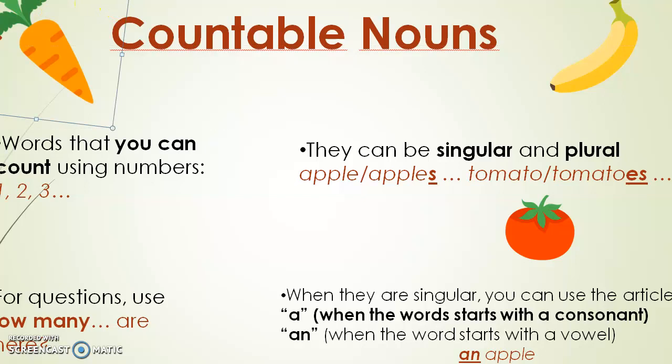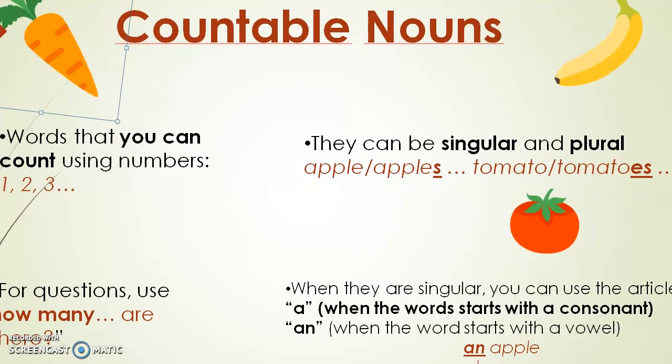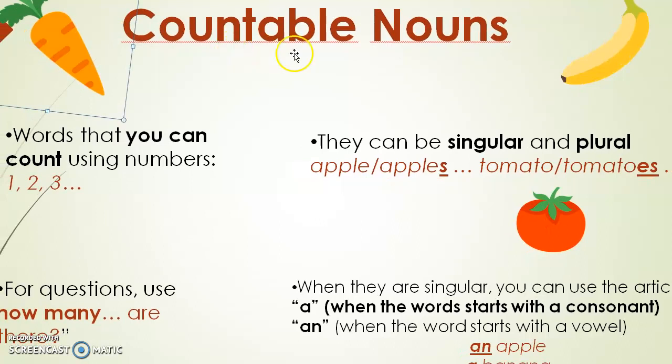Okay, when we're talking about countable nouns, it means that countable nouns are the words that you can count using numbers. You can say 1, 2, 3, okay, 1 apple, 2 apples, 3 apples. Those things are countable. Another thing to keep in mind is that countable nouns can be singular or plural. For example, 1 apple or 20 apples, right? 1 tomato or a tomato and 20 tomatoes, right? They can be singular or plural.